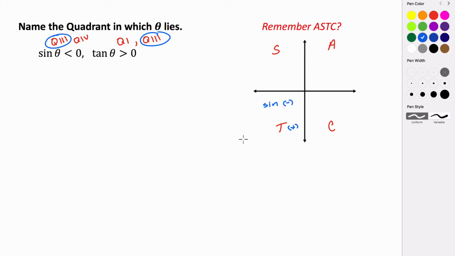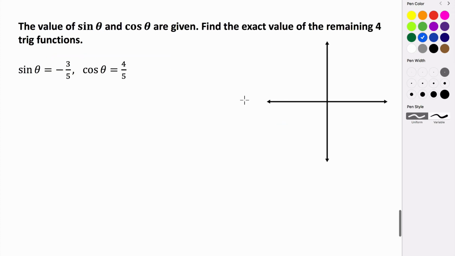That's because the y-coordinate is negative. And then the tangent's positive because both the x and y coordinates are negative. When you divide them, you get a positive tangent. So we're going to use this to help us in our next example.